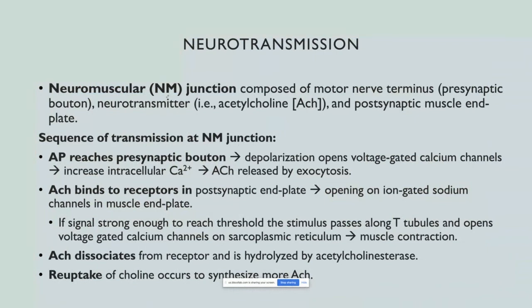Okay, when the action potential reaches the axonal end, we are going to have another sequence of events that we need to study very well. The neuromuscular junction has different components: the motor nerve terminus, which is known as the presynaptic button or axonal end, and then the postsynaptic muscle end plate, which is the one that has the receptors.